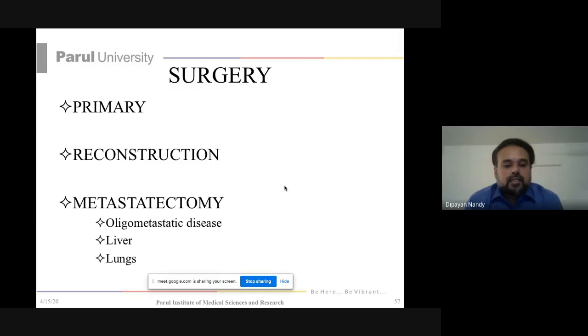Oligometastatic disease is a metastatic disease limited to just one organ, maybe a single bone, a single lesion in the liver, a single lesion in the lungs. So if all other factors are favorable and the patient has a high chance of survival, then we can even subject them to metastatectomy, and oligomets can be removed and improve the survival of the patient.